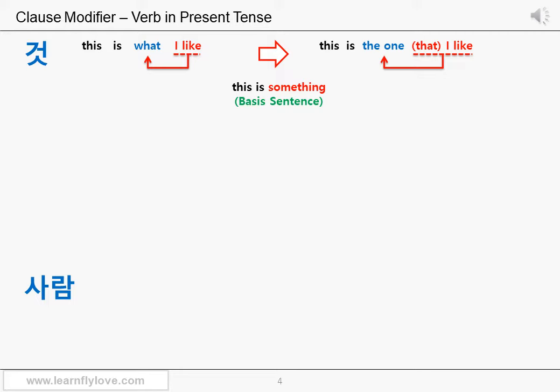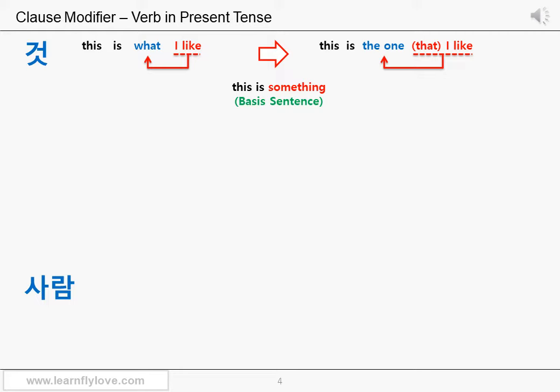Okay? Fully understood? We will repeat one more time so that you will never forget. This is the one that I like. As that I like part modifies the one part in this sentence, this is the one that I like. This is what I like. I like part modifies what in this sentence? So whichever sentence you translate, this is what I like or this is the one that I like, that will make the same translation in Korean. Therefore, we strongly recommend you should always talk like the second sentence. This is the one that I like. It will make more sense to you.